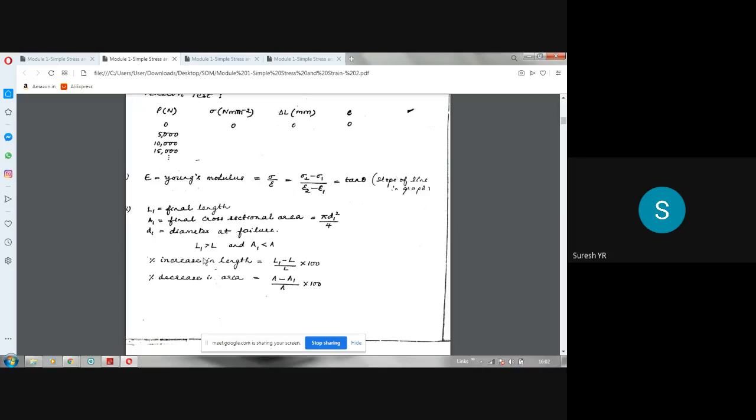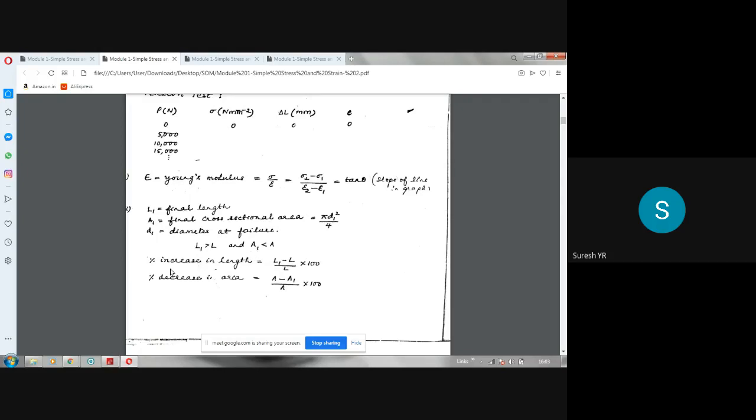Then you can always compute the percentage increase in length and percentage decrease in area. When it is subjected to a tension test, length will increase, area will reduce. So the area of the specimen will reduce. You have to note down the initial diameter and the final diameter at failure. If you take the final diameter at failure as D1, then pi D1 square by 4 is the final cross-sectional area. Final length is L1, let us say. Naturally L1 is greater than L. Final length is greater than initial length, and final area will be less than initial area.